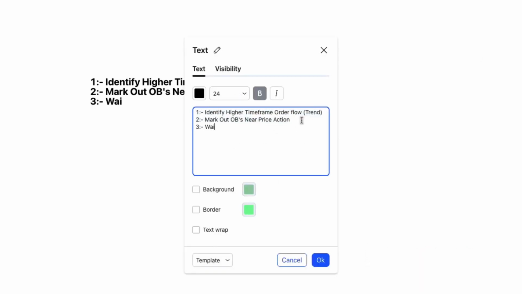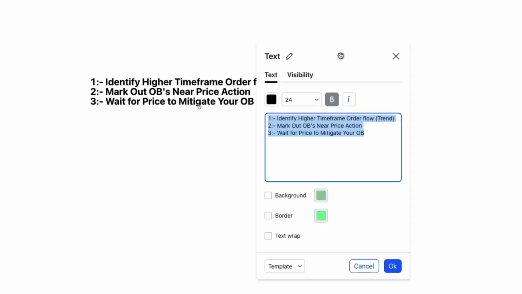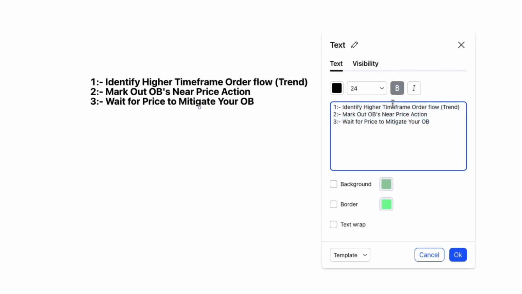Wait for price to mitigate your OB. The higher time frame must be the 4-hour time frame. You cannot just use any other time frame. Just follow and use the time frame that I'm going to tell you in this video. Our higher time frame is going to be 4-hour. For confirmation, I'm going to use the 15-minute time frame.